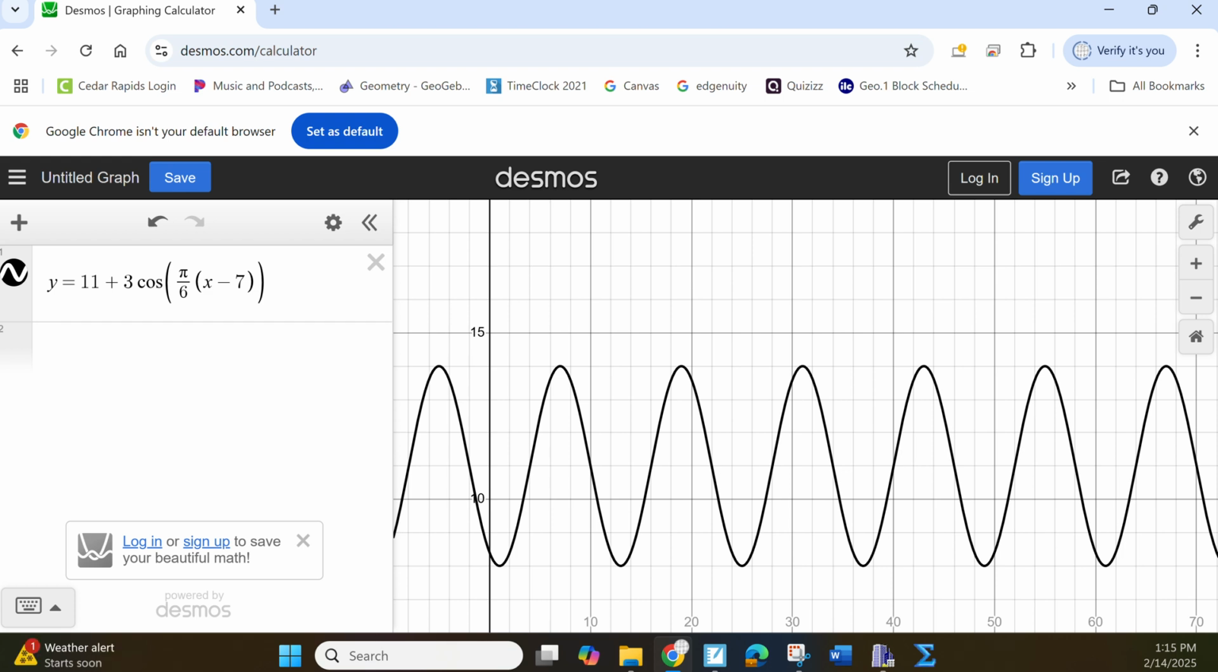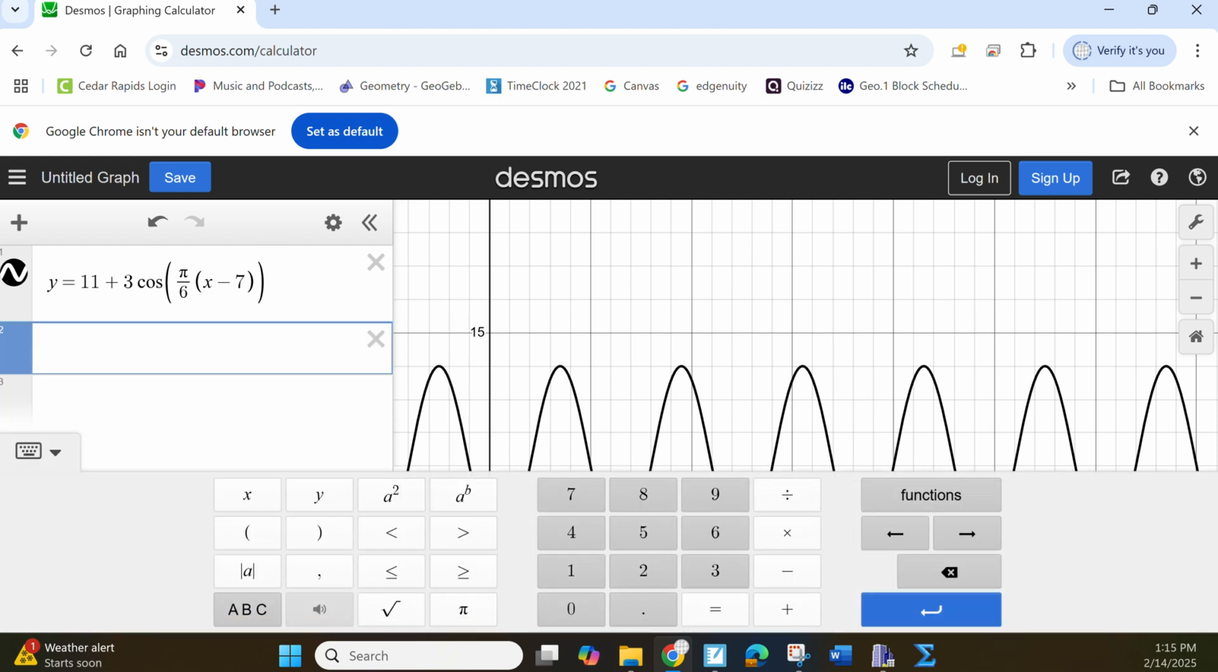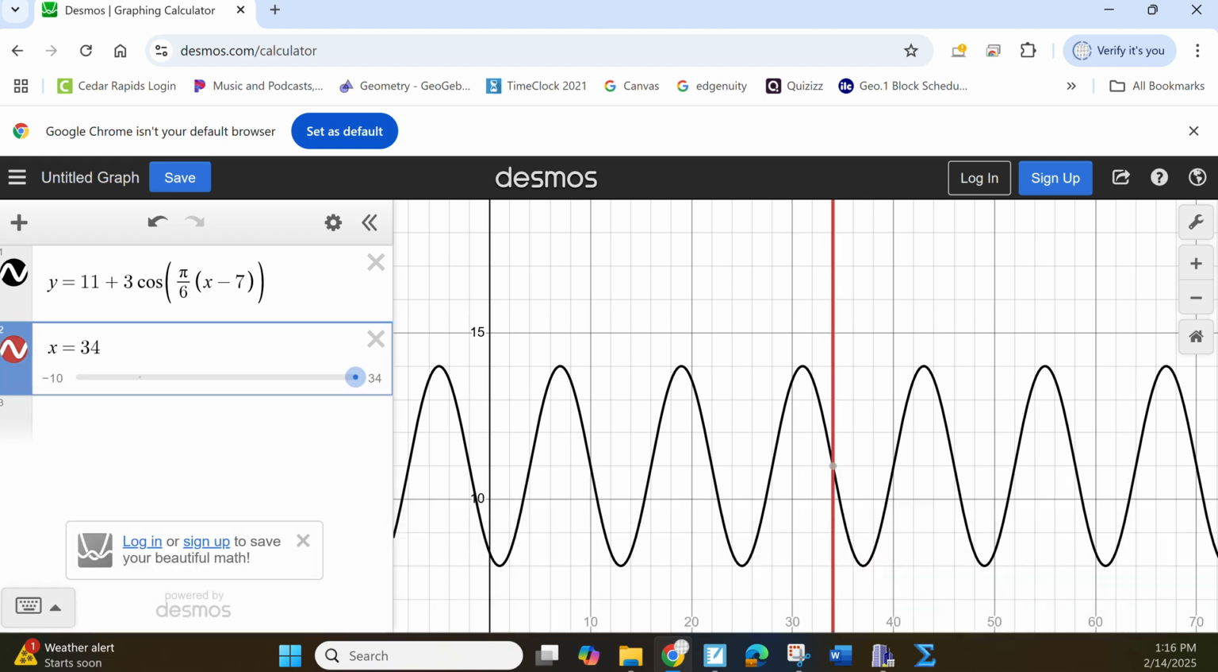I want to find out where I was at 10 a.m. So that is where the x value is going to equal 34 hours. And at the 34-hour mark, it looks like I am at a height of 11. Height of 11. All right.